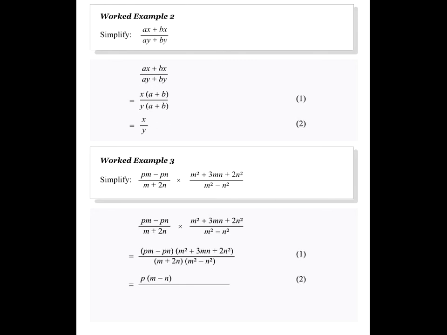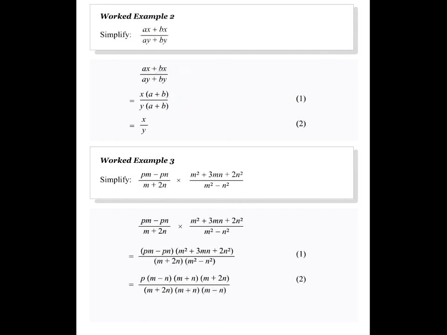In the numerator, we factorize pm minus pn by taking out a common factor. We factorize the trinomial in the usual way. In the denominator, we factorize m squared minus n squared as a difference of two squares.